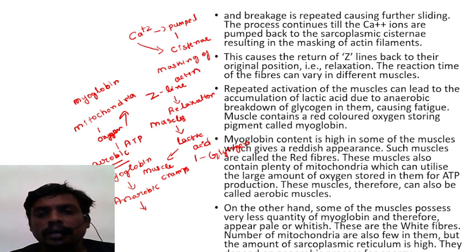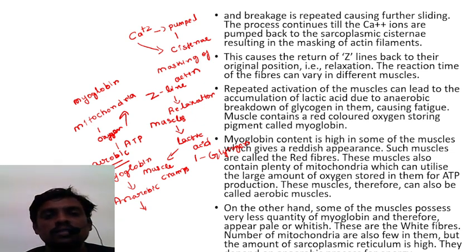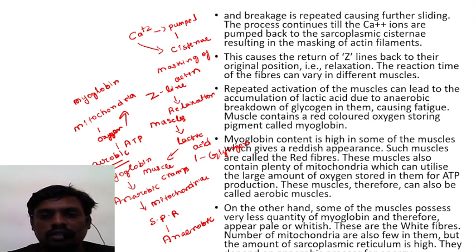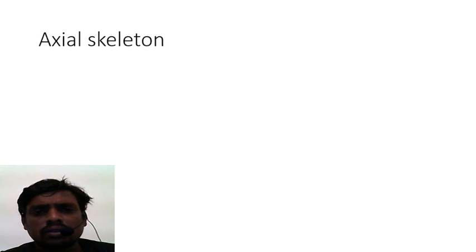The mitochondria are also very few in them, but the amount of sarcoplasmic reticulum is very high. Mitochondria are very few, but sarcoplasmic reticulum, nothing but endoplasmic reticulum, is very high. They depend upon the anaerobic process of energy. What is that? Anaerobic process of energy. Understood everyone?